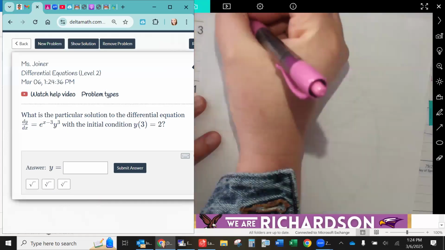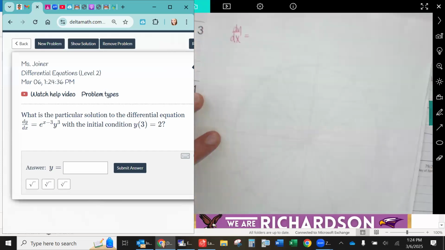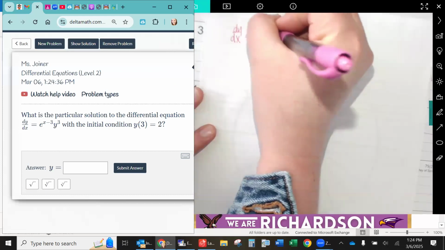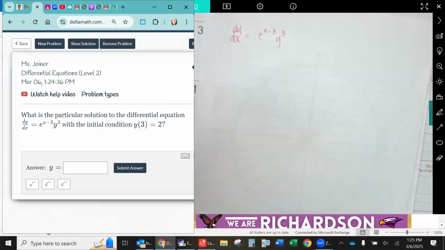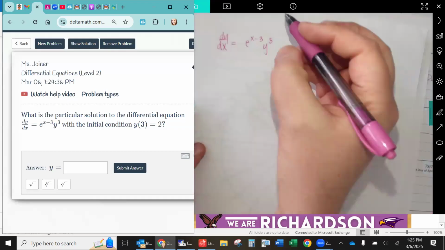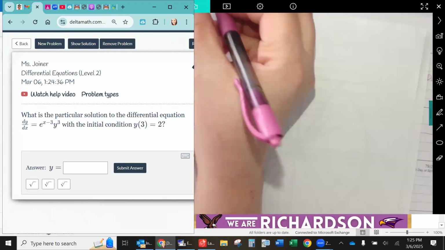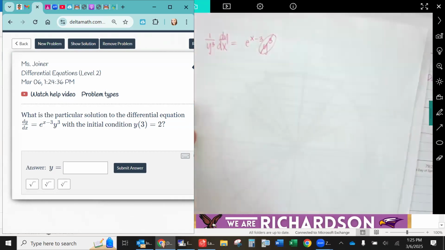Okay, so dy/dx equals. Go ahead and write down your equation. So it's e to the x minus 3 times y cubed. So the very first step for you to solve this is going to be to separate. So if my y cubed is multiplied on this side, how am I going to get it to the other side? Divide it. So when I divide it, it's going to be a 1 over y cubed. Okay, so slash it out.